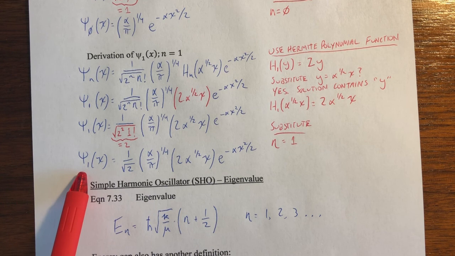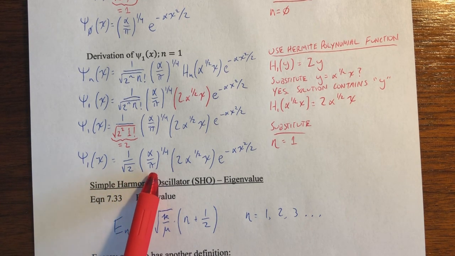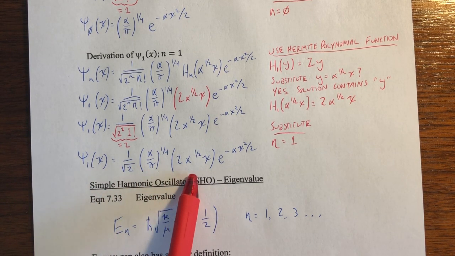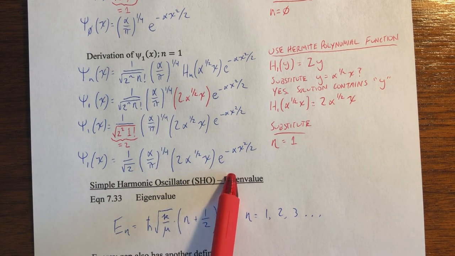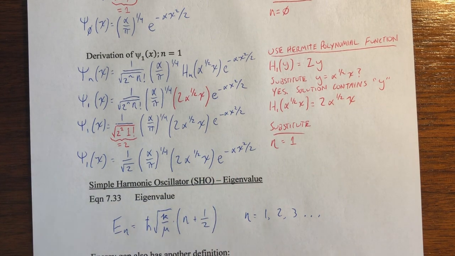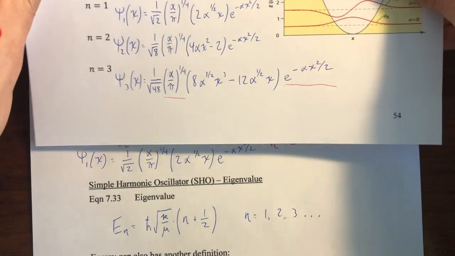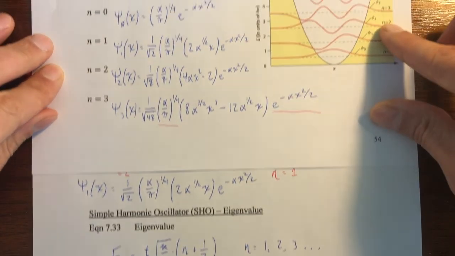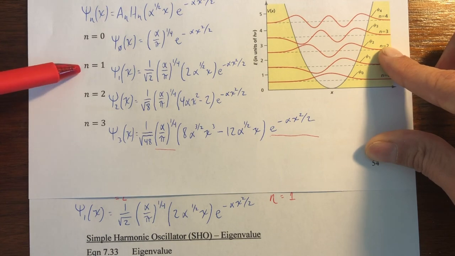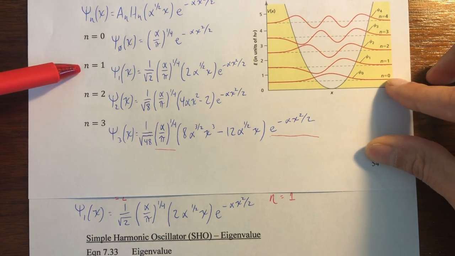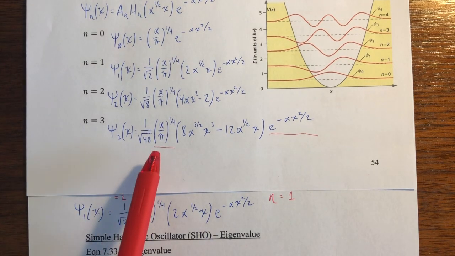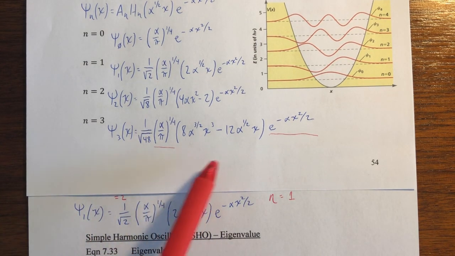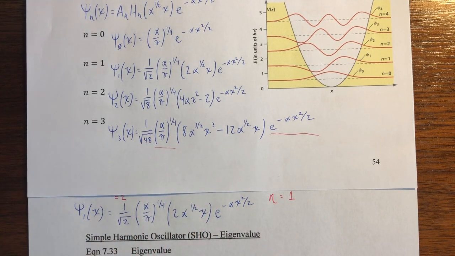And so psi sub 1 of x is equal to 1 over root 2 times alpha over pi raised to the 1/4 times 2 times alpha raised to the 1/2 times x times e raised to the negative alpha x squared over 2. And if we flip back again, we can see that this expression matches well with our given expression for n is equal to 1. Again, the only thing that is changing is our expression for the Hermite polynomial function and our coefficient.